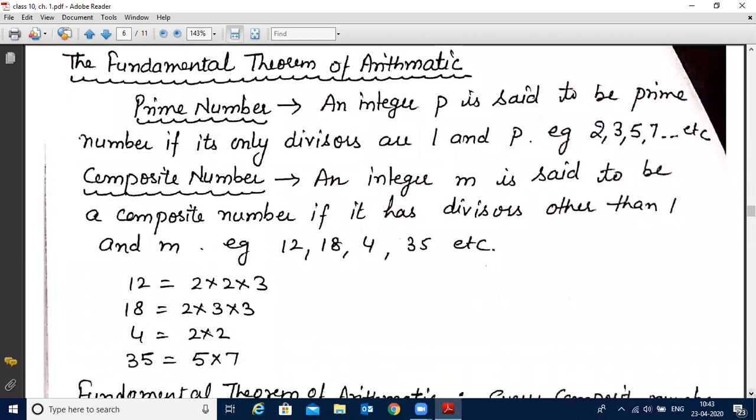Now the next topic is fundamental theorem of arithmetic. As per our learning sequence, the next topic is fundamental theorem of arithmetic.